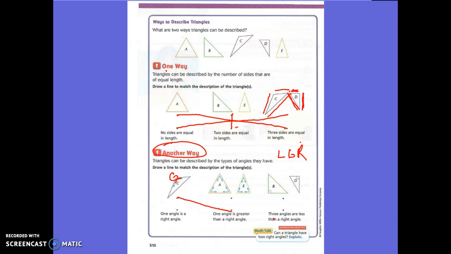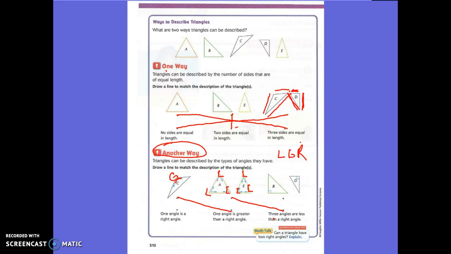On A, what did you get for this top angle? Less than a right angle. What did you get for the left side? Less than. What about the right side? Less than. What did you get for E? Less than on the top, and this side? Less than. So all those angles are less than. Which one of these words says that? The last one. Yes, the last one says all three angles are less than a right angle.